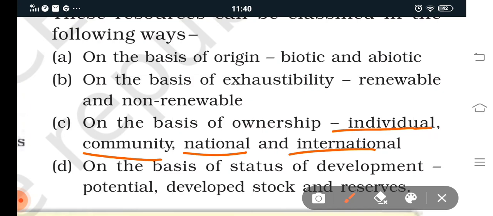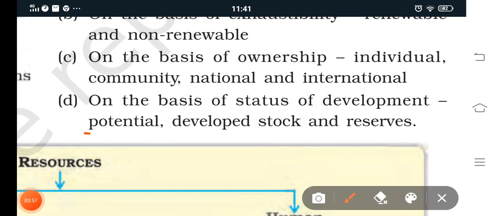Then on the basis of status of development. First is potential. Potential are those resources which are found in a region, but till now they are not being utilized. They are found but not utilized. For example, in Rajasthan and Gujarat there is potential of wind and solar energy, but these energies have not been utilized yet.